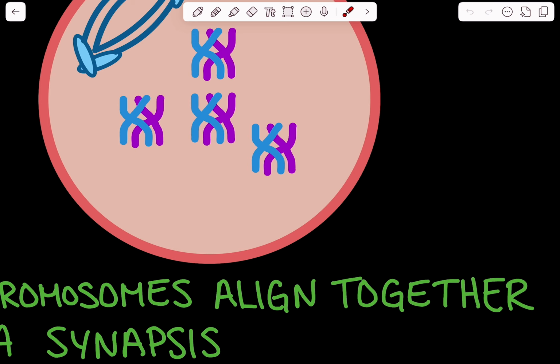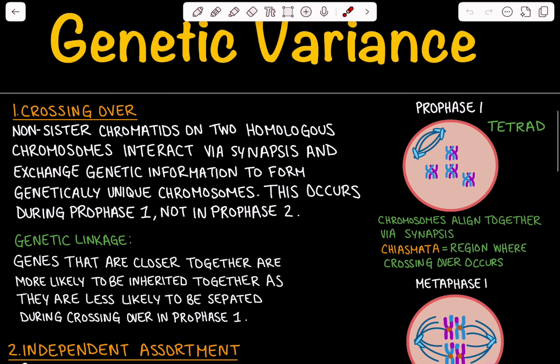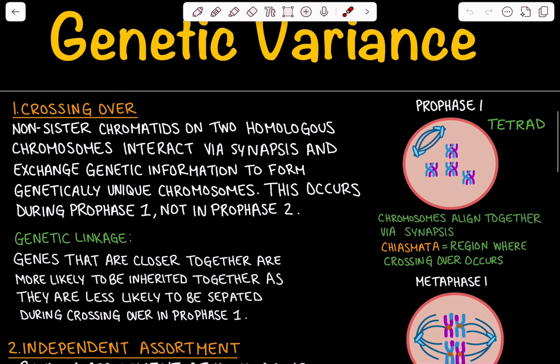So the genetic exchange, crossing over, it's happening between 2 non-sister chromatids. So the 2 non-sister chromatids interact with one another on 2 homologous chromosomes via a process known as synapsis, and they exchange genetic information to create genetically unique chromosomes, and this only occurs during prophase 1. This does not occur in prophase 2.